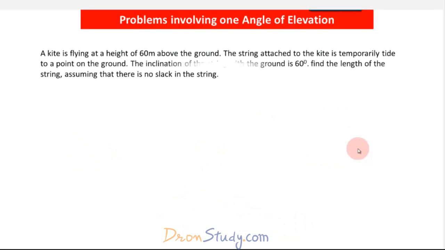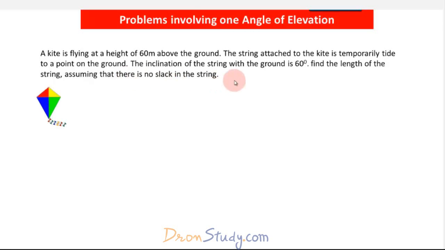Here is the next question on the screen. A kite is flying at a height of 60 meter above the ground. The string attached to the kite is temporarily tied to a point on the ground. The inclination of the string with the ground is 60 degrees. Find the length of the string assuming that there is no slack in the string.